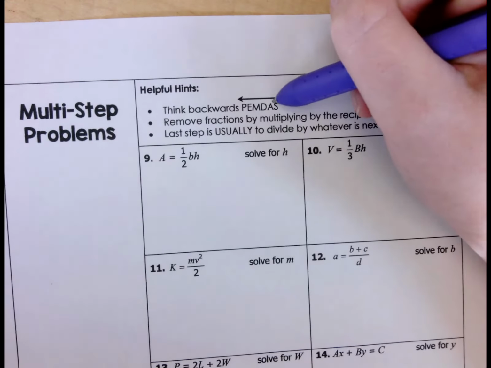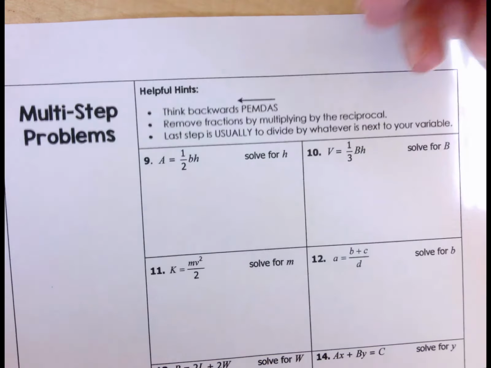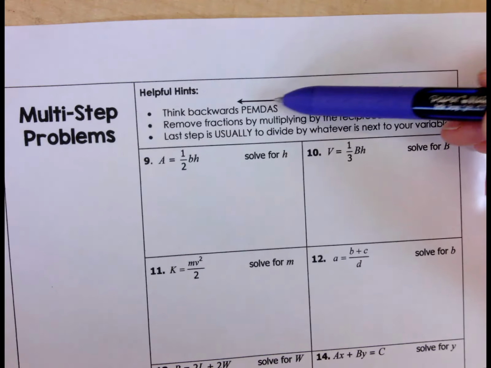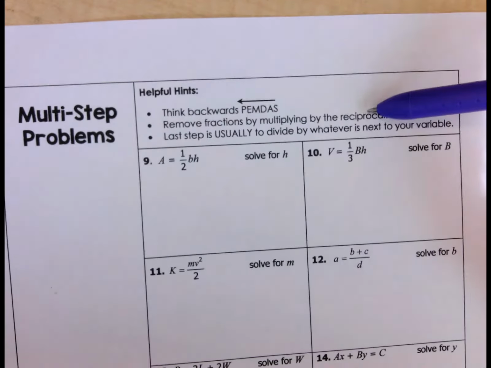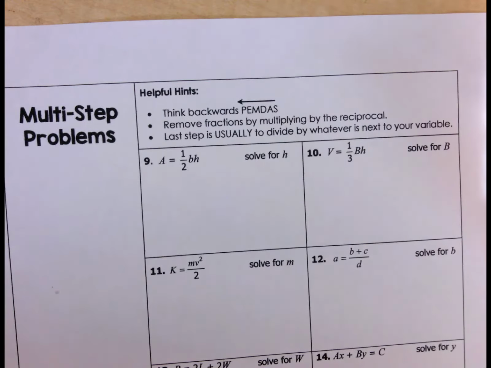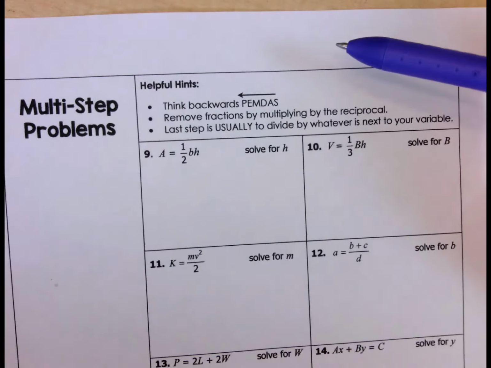We start with the addition and subtraction, then we move to the multiplication and division, then we take care of exponents, and then finally we do the grouping last rather than first, because we're trying to undo what's being done to this variable to get it by itself. If we have a fraction, we multiply by the reciprocal, and then usually the last step is going to be divide by whatever is next to your variable. Not always, but usually there's going to be something being multiplied by your variable, so you're going to undo that. Okay? All right, so let's walk ourselves through this step by step.